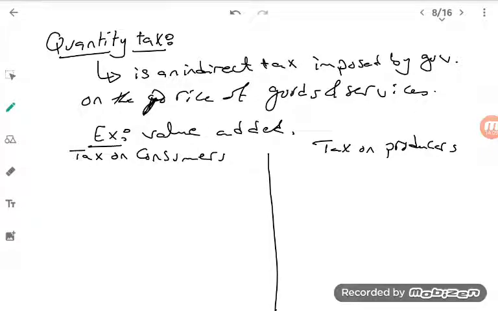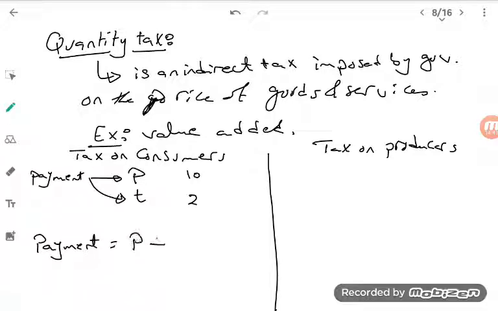If it's imposed on consumers, consumers are going to pay the price of the commodity, the announced price, in addition to the value of the tax. So if the price is 10 Egyptian pounds and the government imposes 2 Egyptian pounds as taxes, the consumers are going to pay P plus T, which is 10 plus 2, 12. So the actual amount paid by the consumer will be 12.